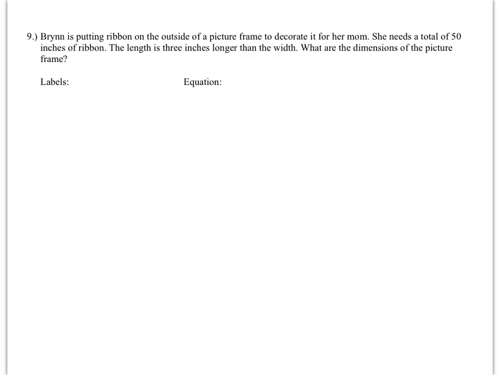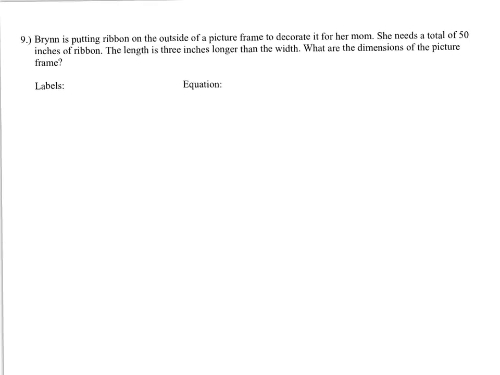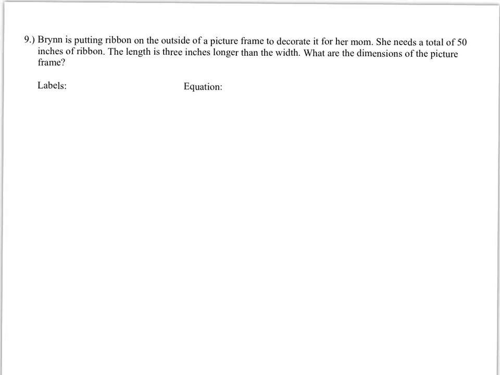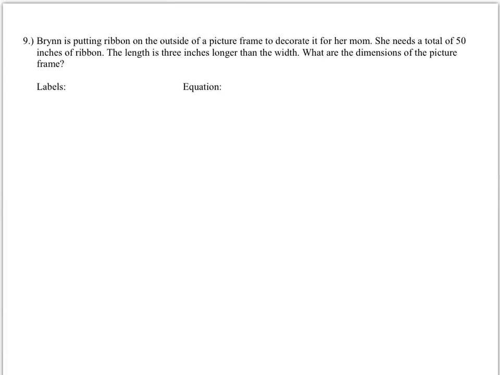All right, number 9. So sometimes perimeter problems aren't explicit, like they don't say the perimeter. You have to just know that they're talking about the perimeter. For example, this one right here is talking about Bryn is putting a ribbon on the outside of a picture frame to decorate it for her mom. She needs a total of 50 inches of ribbon. The length is 3 times as long as the width. What are the dimensions of the picture frame?